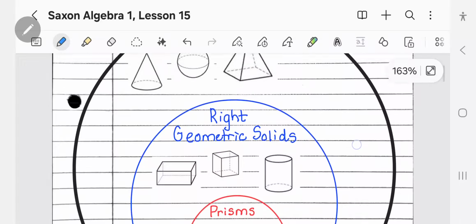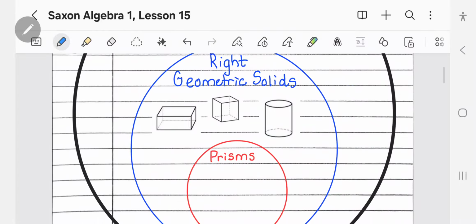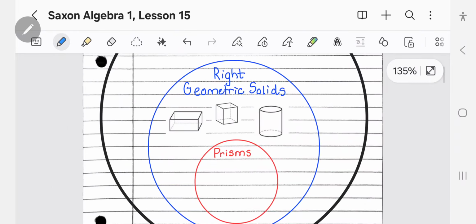Okay, so to be a prism, you would have to have equal bases. If your bases are equal, but then also they have to be polygons. Okay, now if you remember us talking about polygons, they are going to have straight sides. It's a closed figure with straight sides. Okay, so now we can make some more moves here.